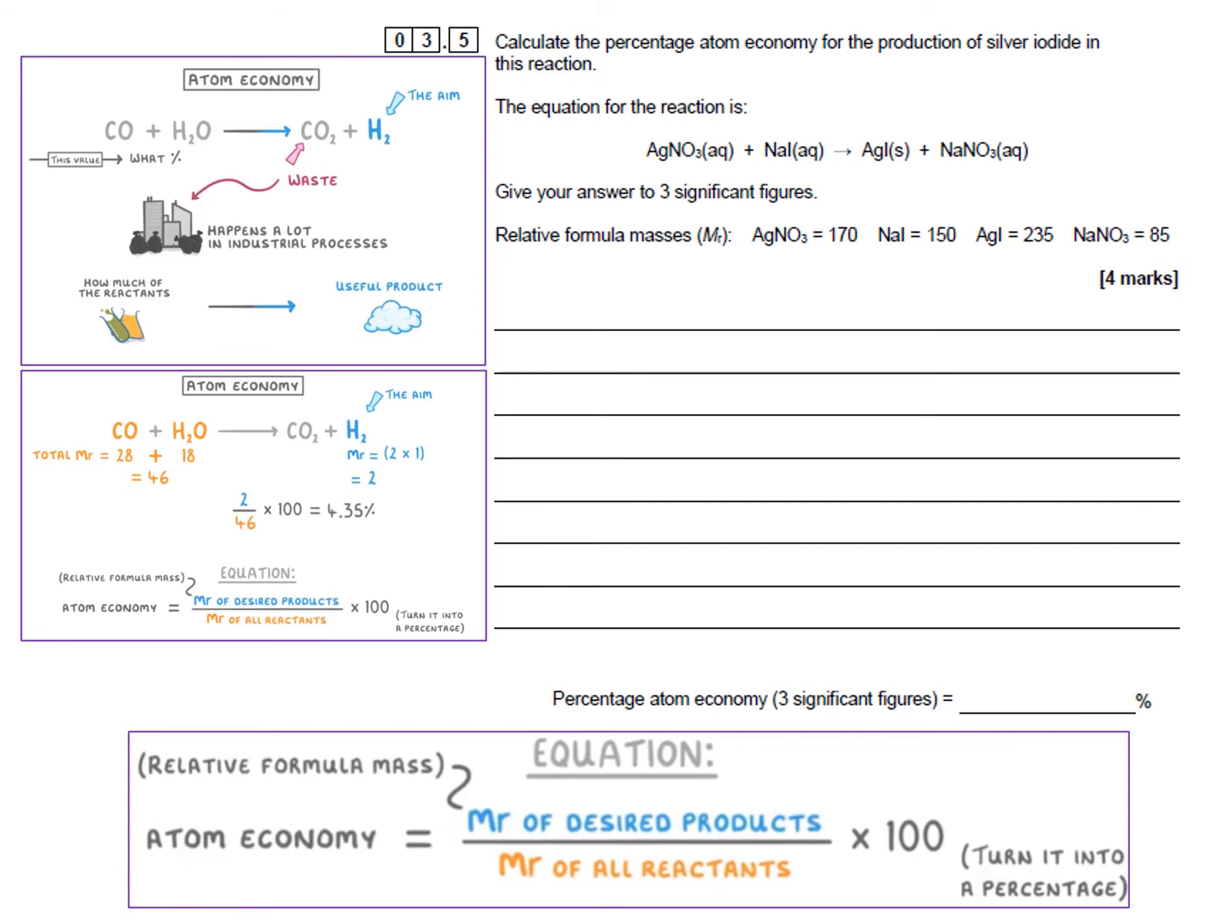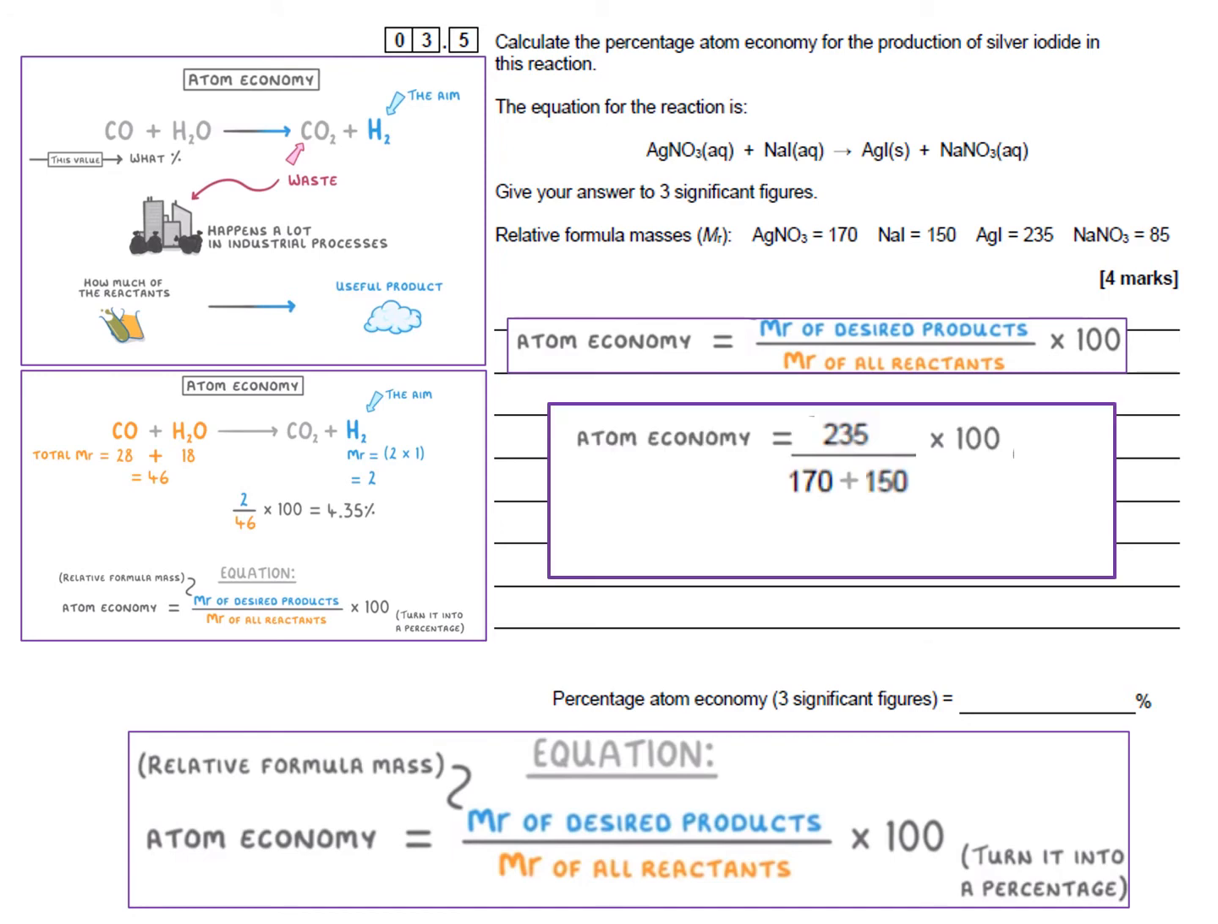So looking at our substance here, we wanted to make silver iodide, and the silver iodide has a mass of 235. We started off with silver nitrate and sodium iodide, 170 plus 150, and therefore our final answer is 73.4375, which is 73.4 to three significant figures. We don't round up because the 3 below that is less than 5, so 73.4 to three significant figures.